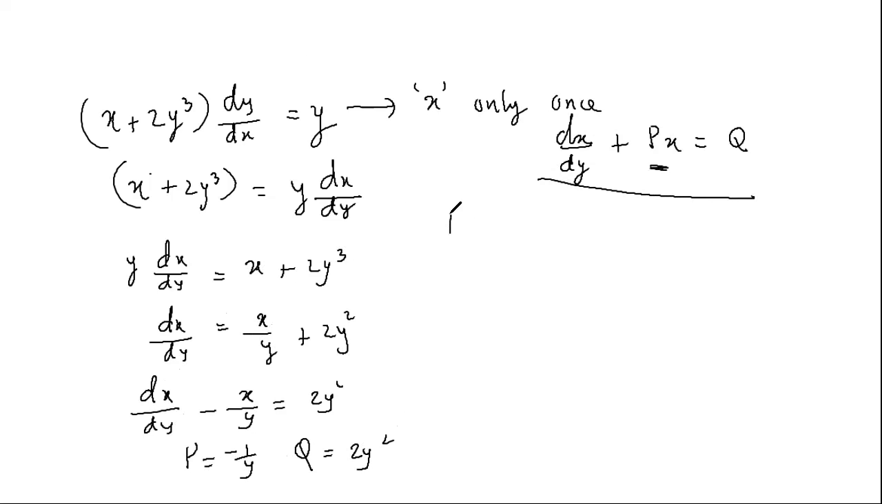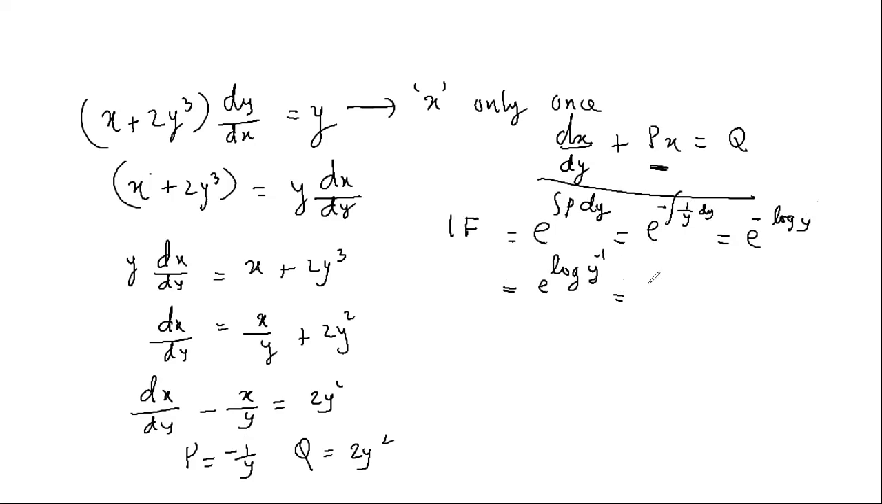Now first calculate the integral factor. e raised to integral P dy, because the function is in y, so integration is possible only in y. So e raised to integral minus 1 by y dy. That is e raised to minus log y. Take this minus as a power: e raised to log y raised to minus 1. That is y raised to minus 1. So the integral factor is 1 by y. Is it okay?